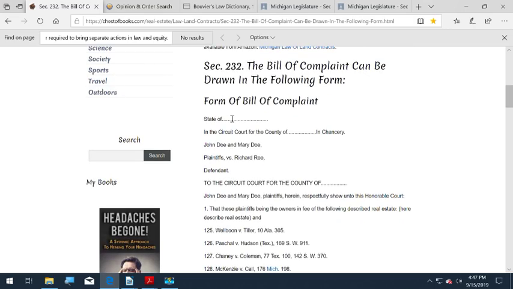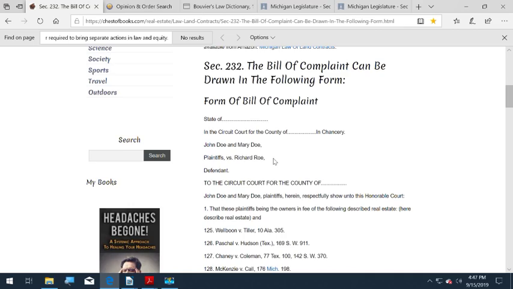State of blank in the circuit court for the county of blank in Chancery. John Doe and Mary Doe, plaintiffs, versus whoever. This would be your full legal names. If it's you and your wife, so be it, right? Robert Allen Ritluski and whatever my wife's name is. But no nicknames or middle initials. You use your full legal name. And it doesn't need to be both of you. It could just be one of you. You don't have to have the other one's permission to go save your property.